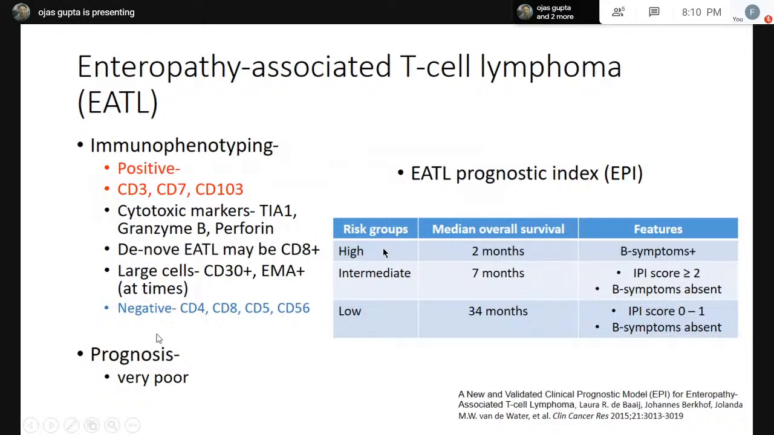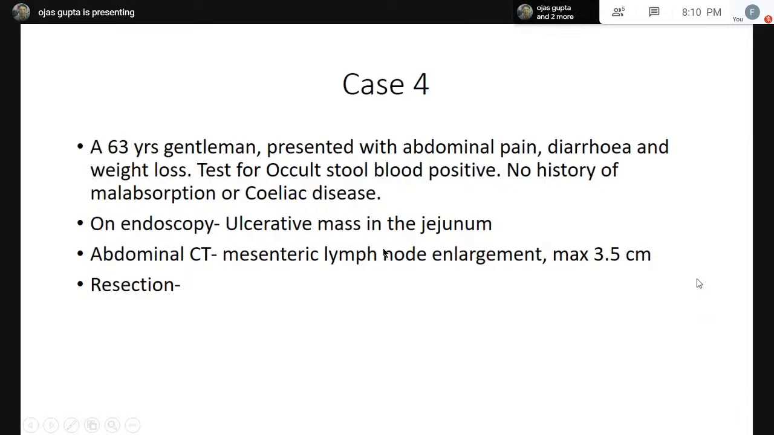So the EATLs have a very poor prognosis, and they have a separate prognostic index, EPI, based on presence of B symptoms and International Prognostic Index scores. We'll discuss the IPI score later on. So after EATL, let's move on to case number 4.